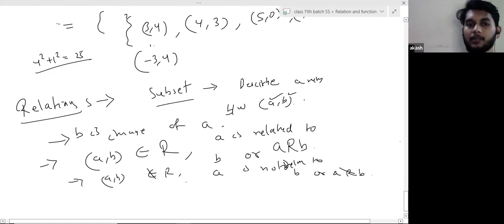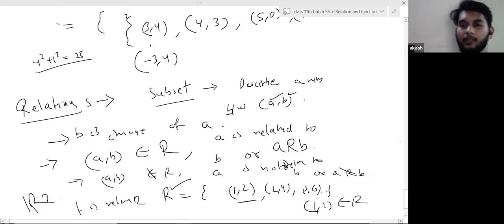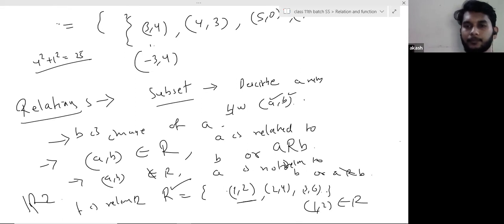What does this mean? Suppose there is a set R with (1, 2), (2, 4), (3, 6), and so on. So (1, 2) is an element in R. We will say (1, 2) belongs to R, or we can say 1 is related to 2, or we can say 1 R 2. Is this clear? There are three ways we can denote the related elements. Is this clear?